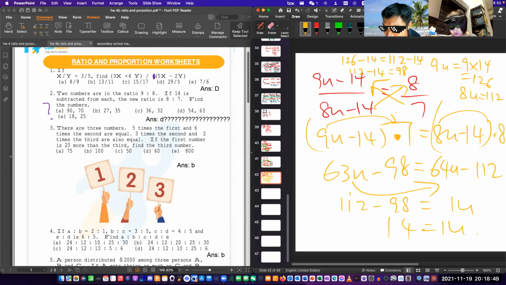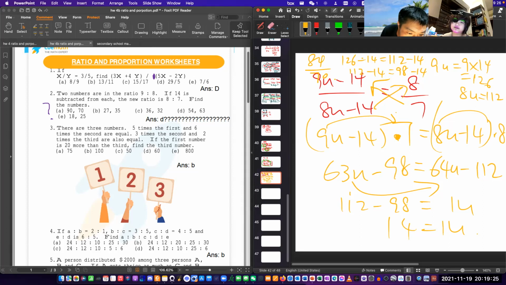112 minus 14, 84. 98 minus 14, 70. Then minus 14 again is 56. Then minus 14 again is 42. And then minus 14 again is 28. Minus 14 again is 14. Minus 14 again is 0.